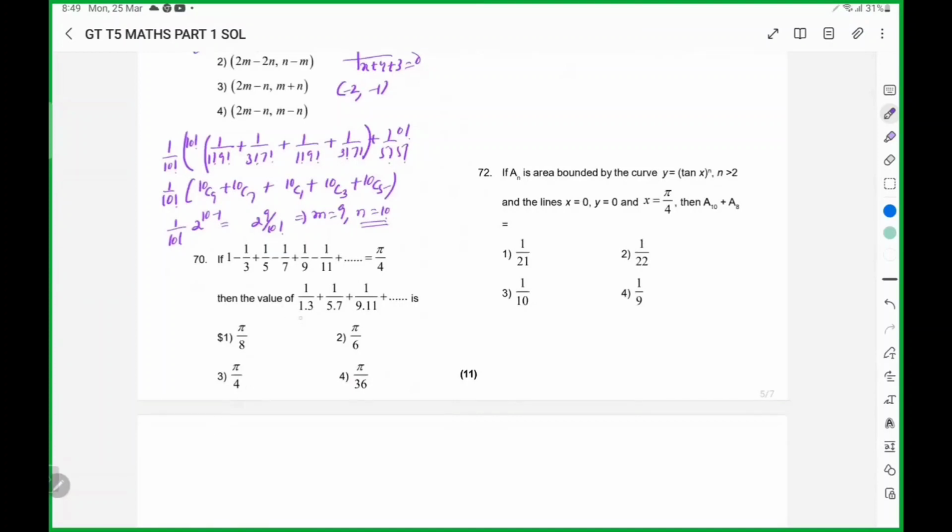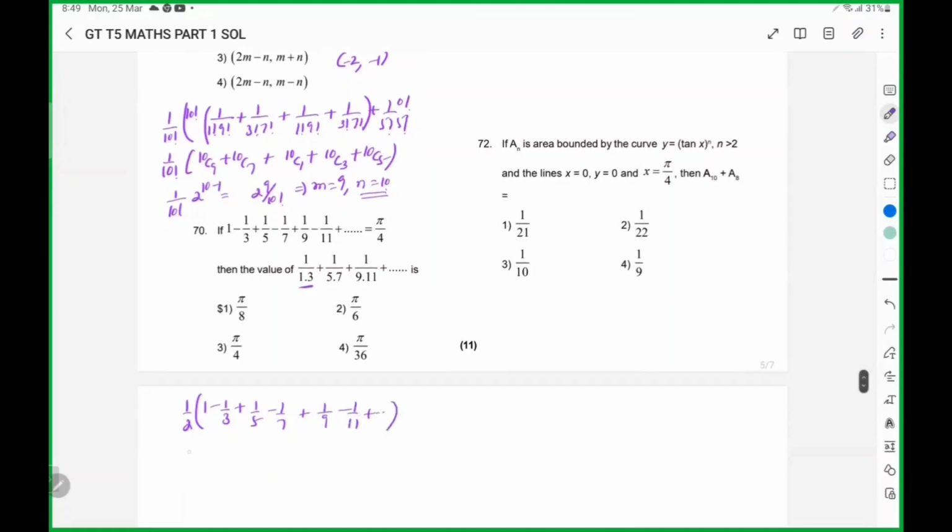So 1 by 1 into 3, I can write 1 minus 1 by 3, 1 by 5 minus 1 by 7. So the difference is 2, I'll write half, times the series, which is nothing but half into pi by 4, which is pi by 8.